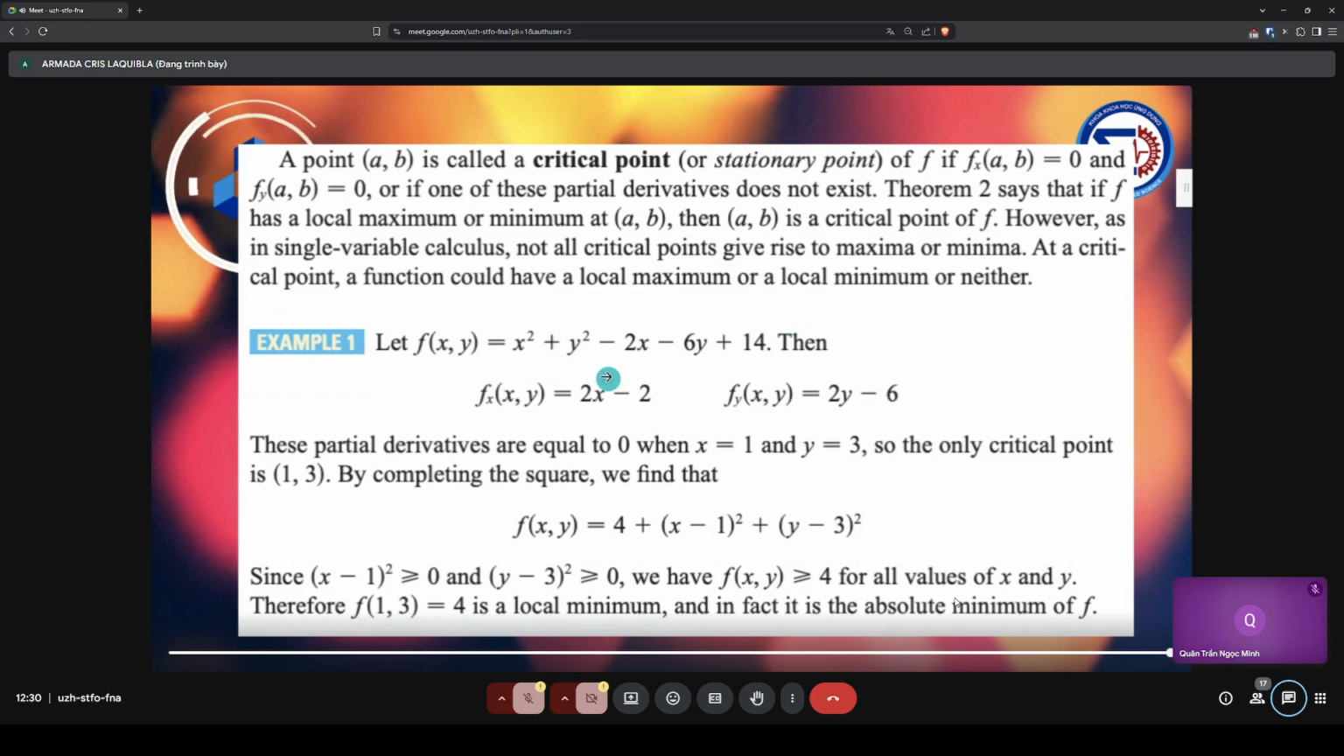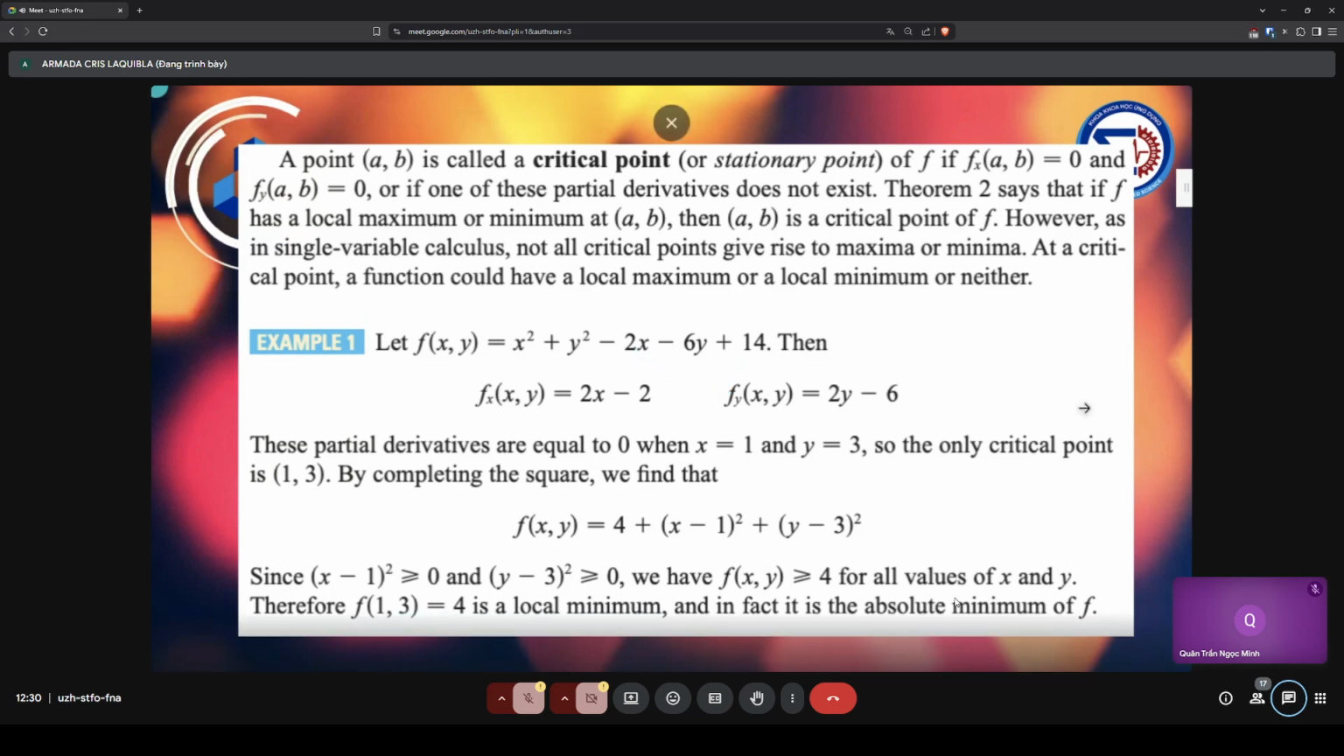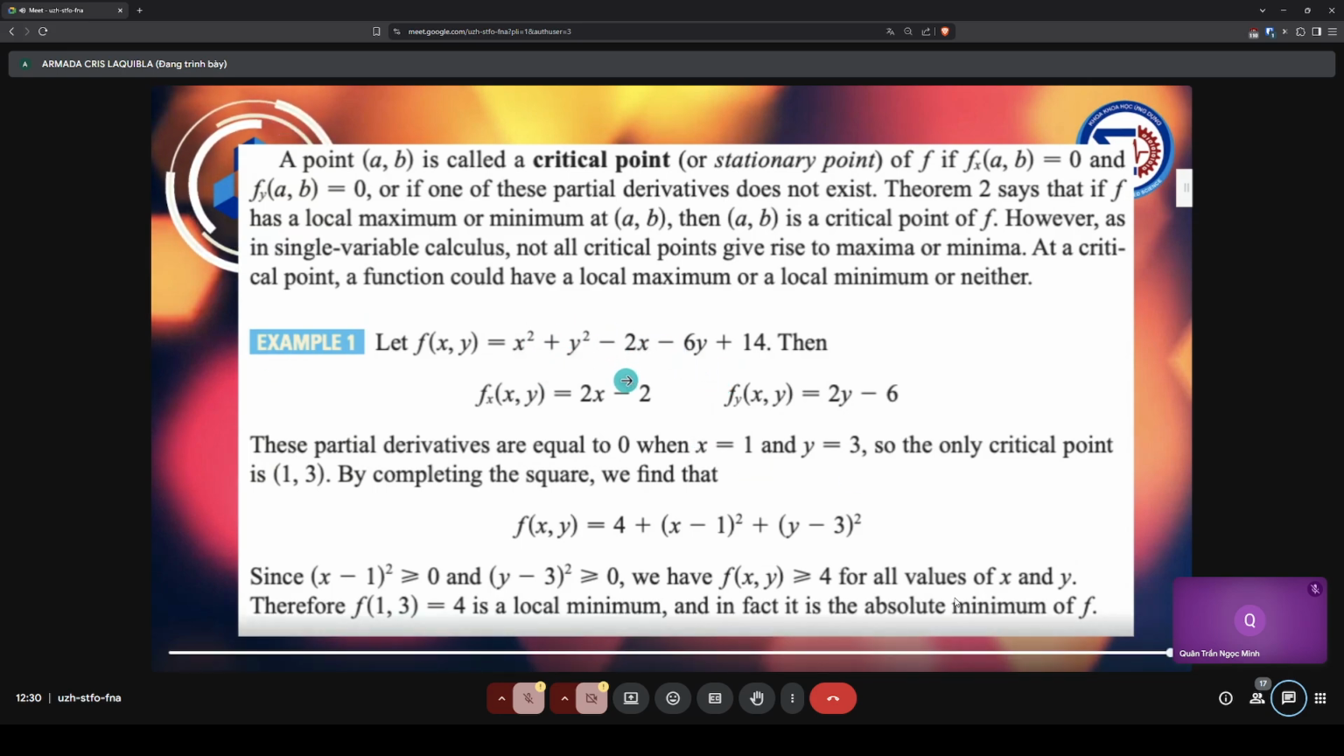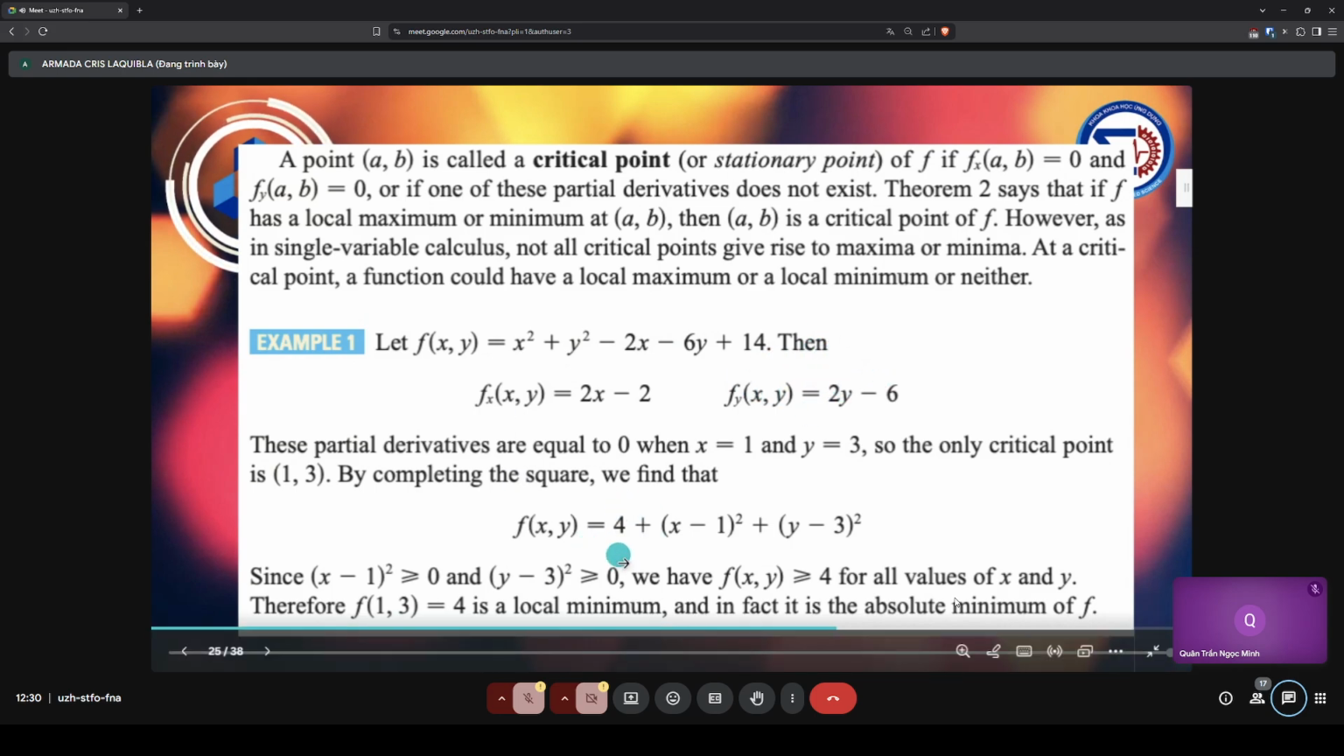Okay, next. y squared minus 6y. To make it a perfect square, we should add there 9. Correct? Because y squared minus 6y plus 9 is equal to (y minus 3) squared. Since we add 9 here and add 1 here, we add 10. Correct? We add 10 here. So here 14, we have to minus this with 10. So 14 minus 10, we got 4 here.